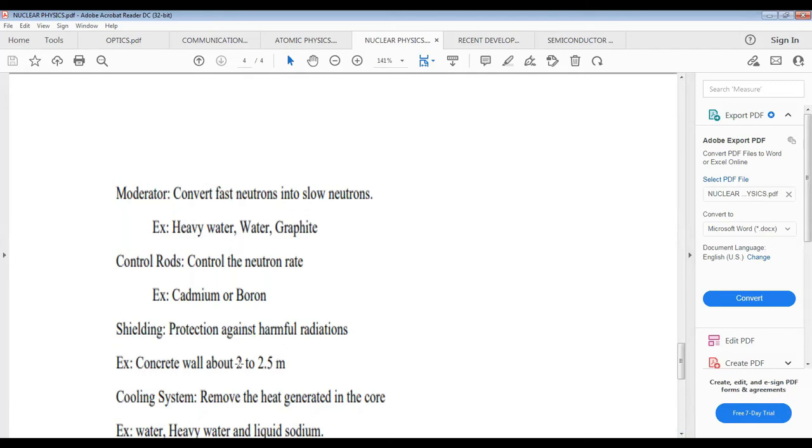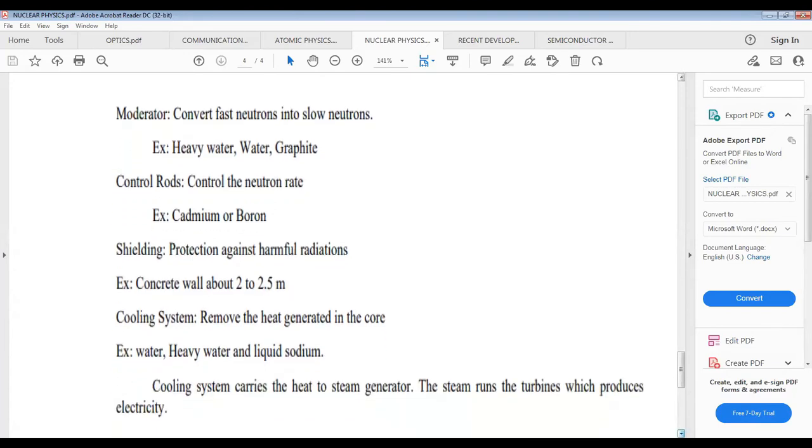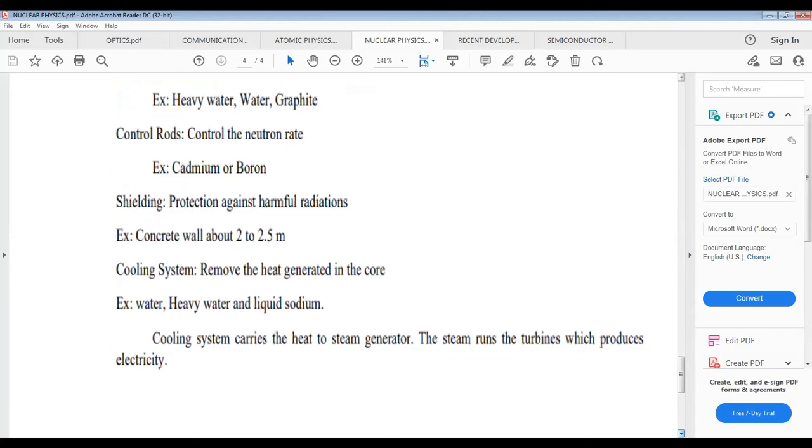A concrete wall of about 2 to 2.5 meter height is made. Then the cooling system. A large amount of heat energy is released. So in order to remove the heat energy, we are using this cooling system. It is water, heavy water and liquid sodium that we are using in the cooling system. It carries the heat to the steam generator. This heat is transferred to the steam generator. The steam runs the turbines, which produces electricity. From this, we are getting electricity also.